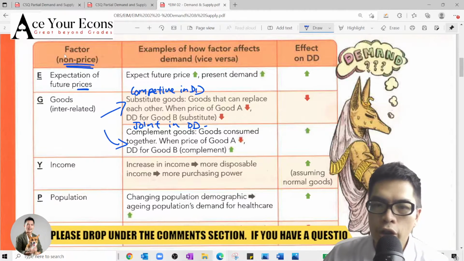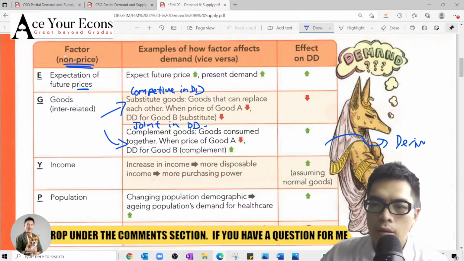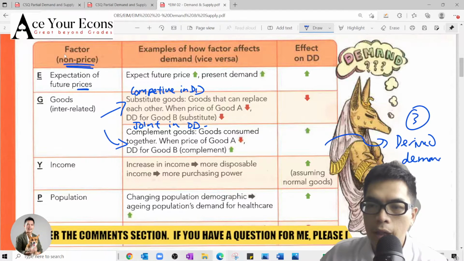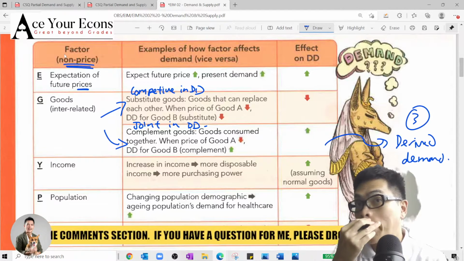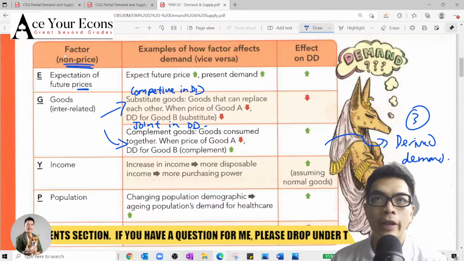In the future, I will also relate this concept to derived demand. This is a third category, derived demand. I don't think I have the bandwidth to cover this today. I'm not sure whether it's going to be covered, but I hope I will cover this eventually.